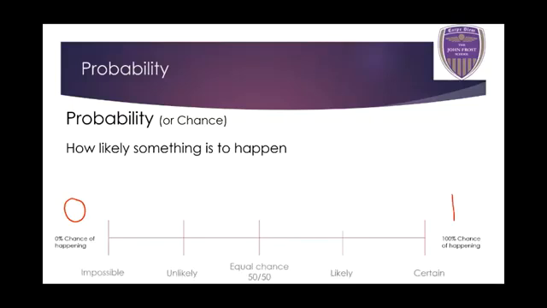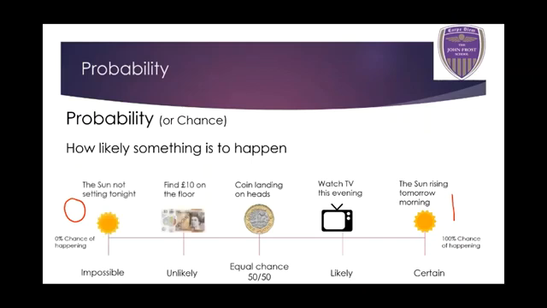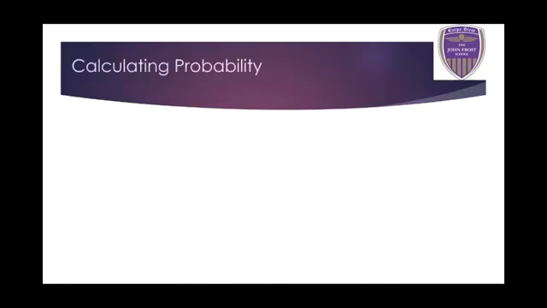And we talked about examples of things like this. So we talked about impossible, unlikely, equal chance, likely, and certain. And we talked about some examples of those things with their probability or chance of happening. So this lesson, we're going to be calculating probabilities of things not happening.